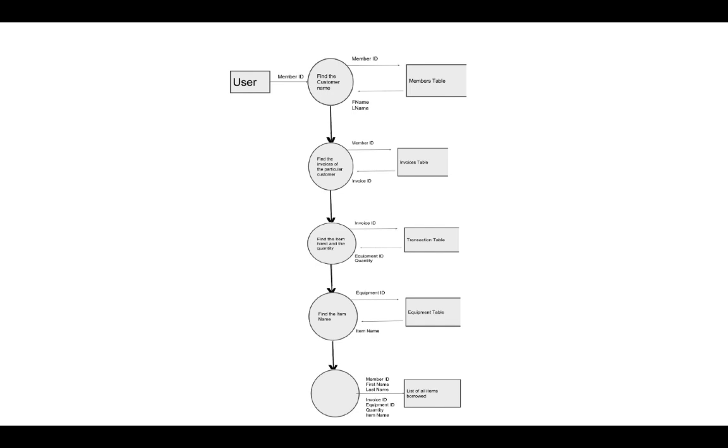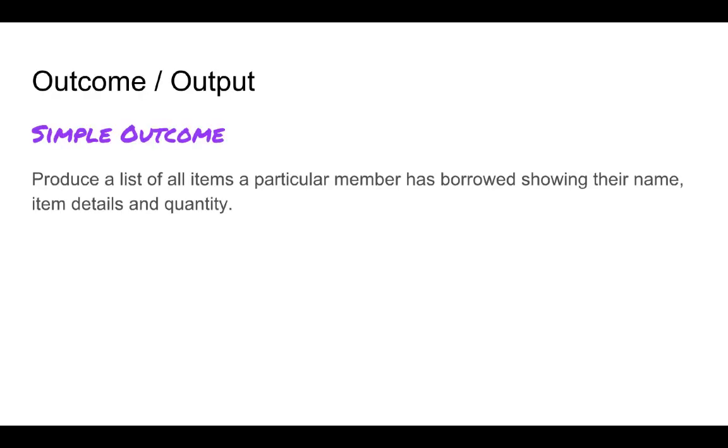This is the data flow diagram that we're going to create. What is that data flow diagram for? Well, it's actually a simple outcome that produces a list of all items a particular member has borrowed, showing their name, item details, and quantity.